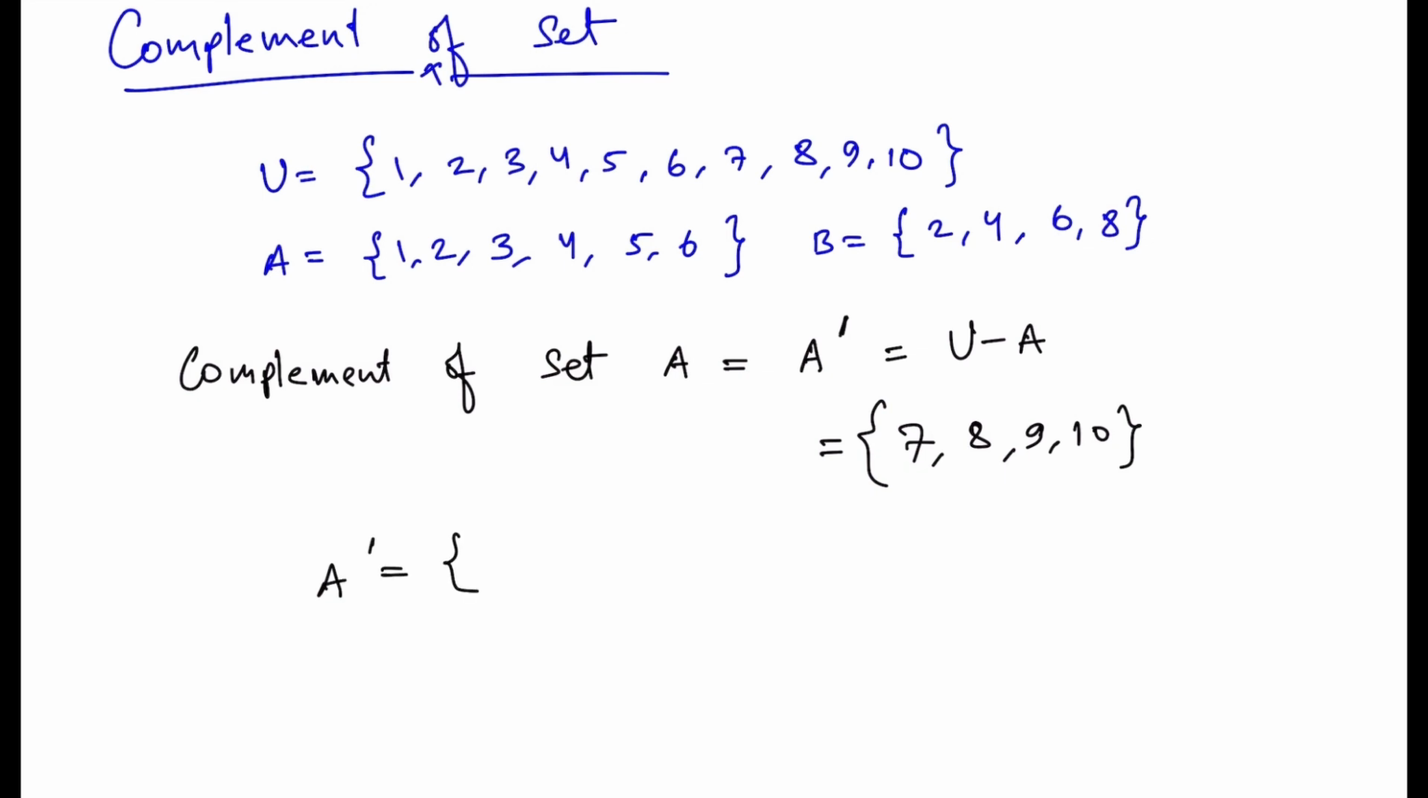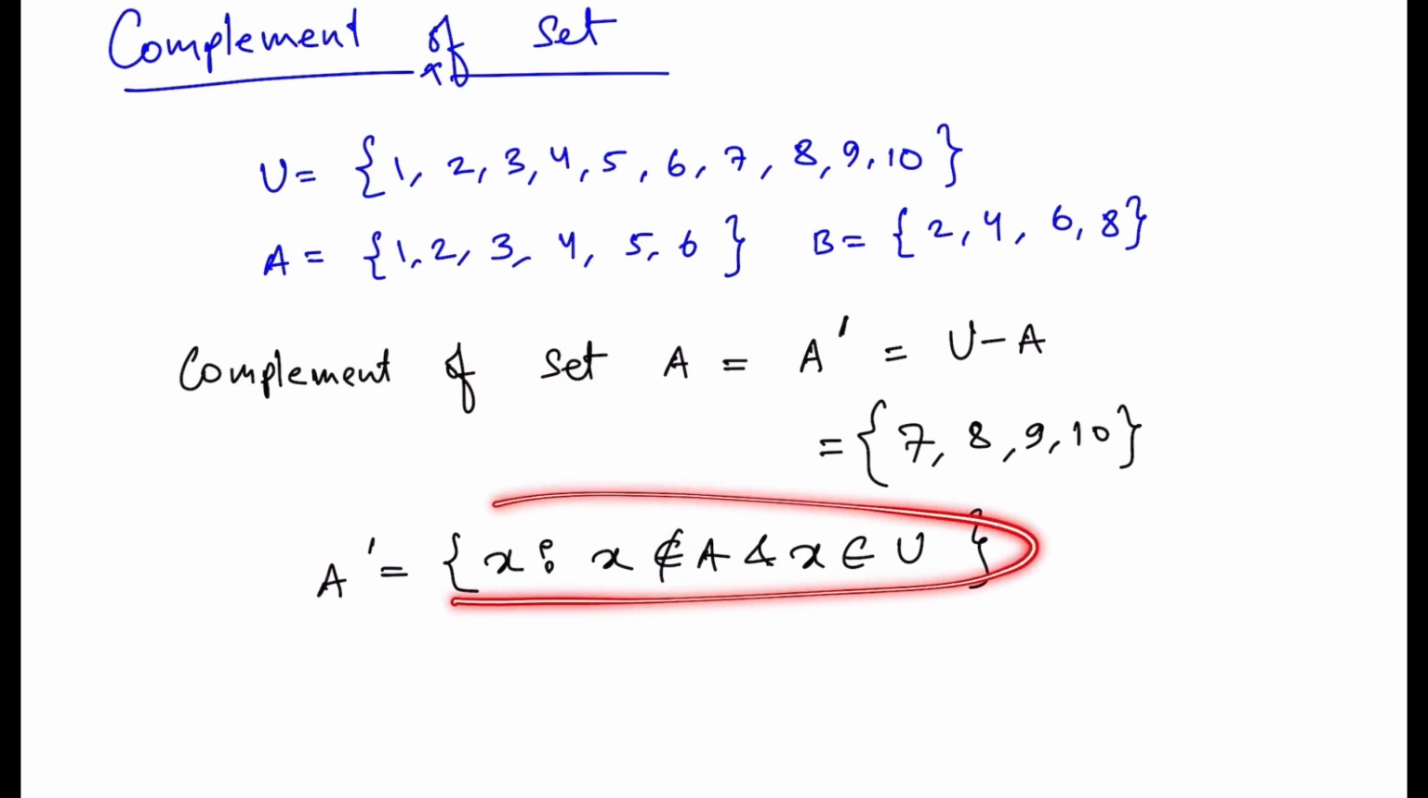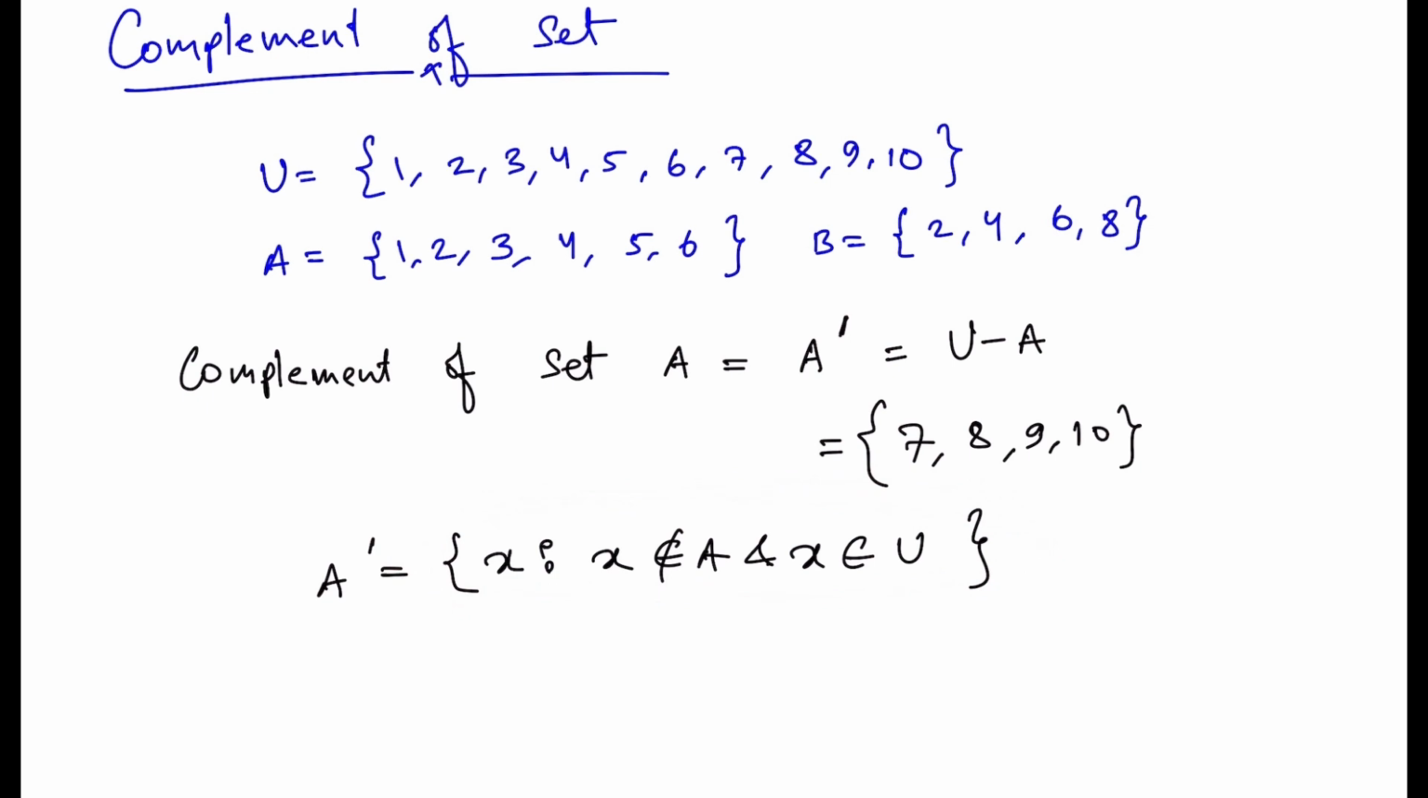In set builder form we can write, suppose X is the element of A complement. So X does not belong to A, but X belongs to the universal set. X belongs to the universal set means all the elements of the universal set that do not belong to A will be the elements of A complement. This is how you write A complement, or I can say complement of any set.